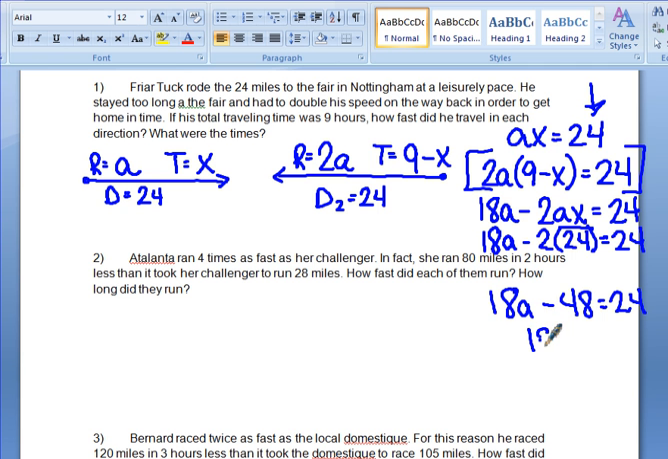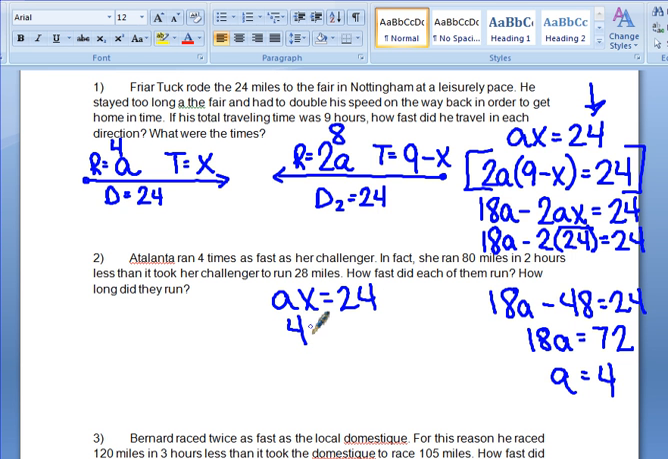Add 48 to both sides, we have 18A equals 72, which means that A is going to be equal to 4. All right, so we know his rate on the way there was 4, which means his rate on the way back had to be 8. Okay? All right, and then we can use that information to solve for x. So going back to our equation, Ax equals 24. If A is 4, then that means x has to be 6, which means he traveled 6 hours on the way there, and he would have traveled 3 hours on the way back.